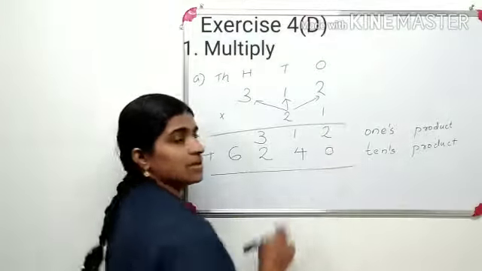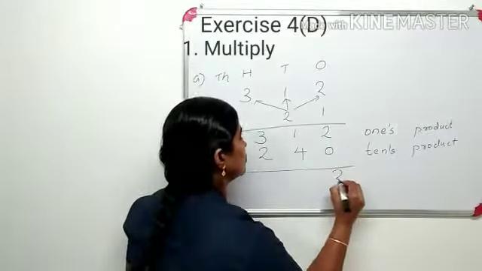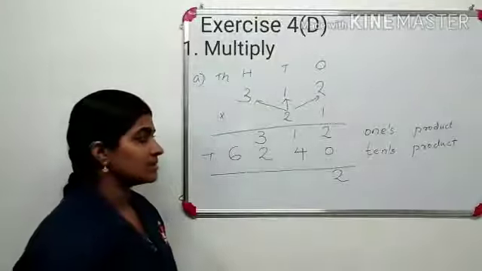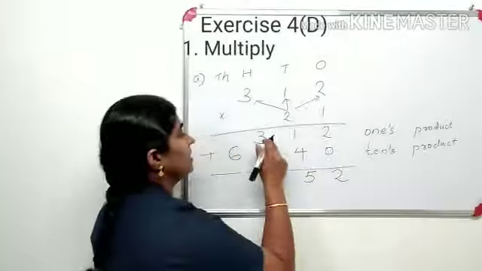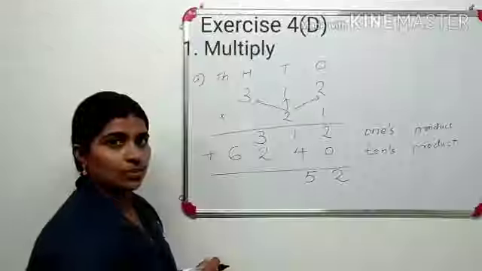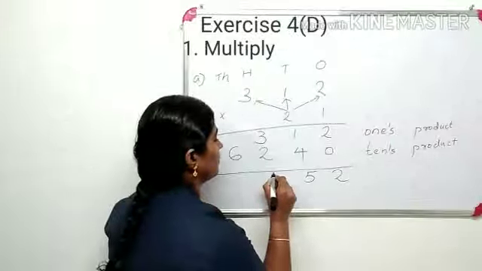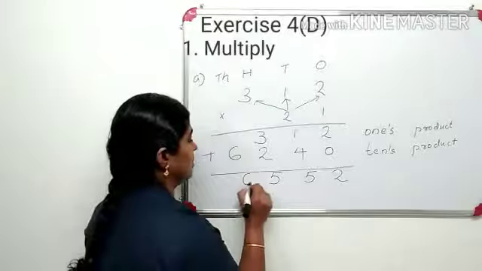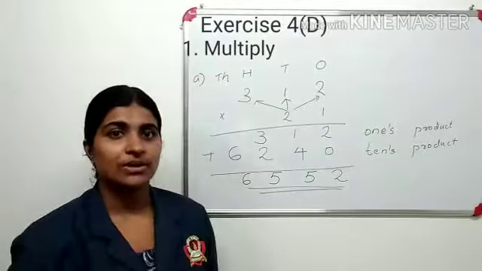2 plus 0 is 2. 1 plus 4 is 5. 3 plus 2 is 5. Then 6. 6552 is our answer.